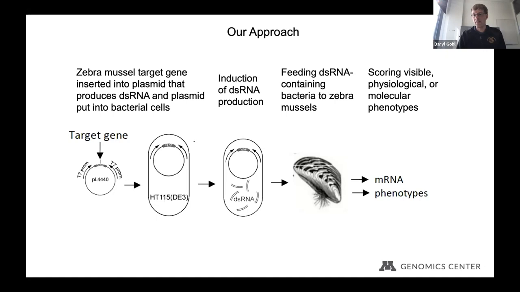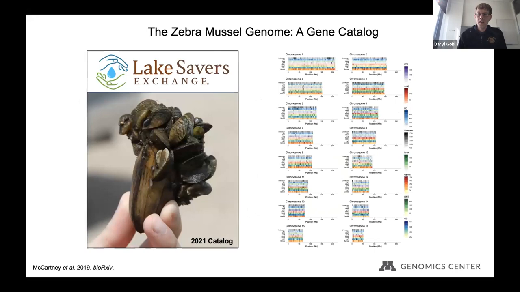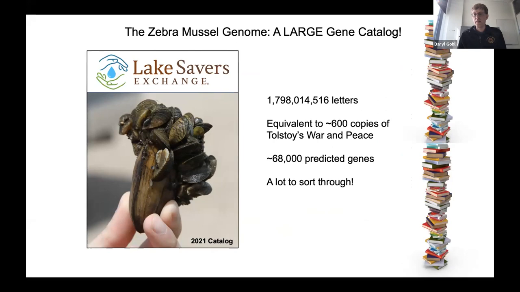constructs into zebra mussels. So with the genome, what we essentially have is a catalog of all of the genes in the zebra mussel. And the difficulty is that this is a very large catalog. So the zebra mussel genome is almost 2 billion letters long. That's on the scale of the size of the human genome. It's about roughly half the size of the human genome. This, if you were to print it all out, would be equivalent to about 600 copies of Tolstoy's War and Peace. And there are about 68,000 predicted genes. So this is a lot of information to wade through and to try to figure out where to start and what targets to try to go after.